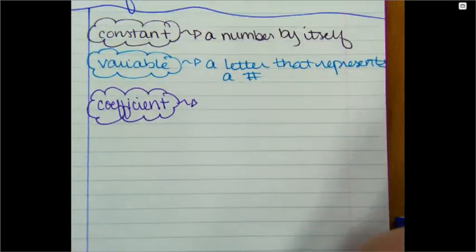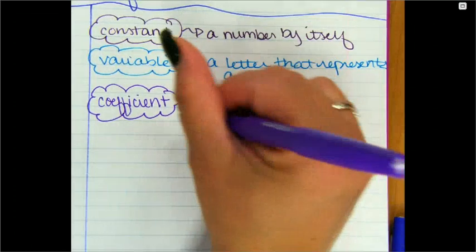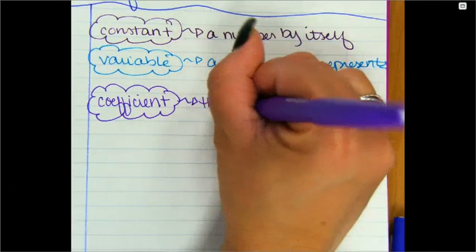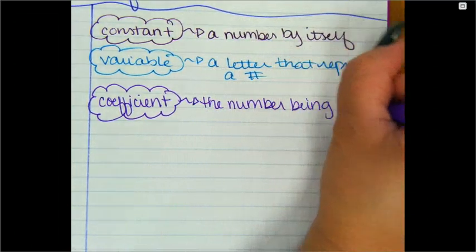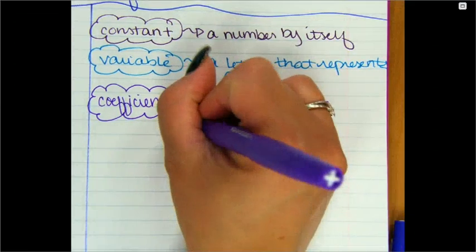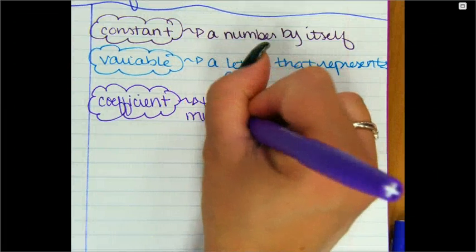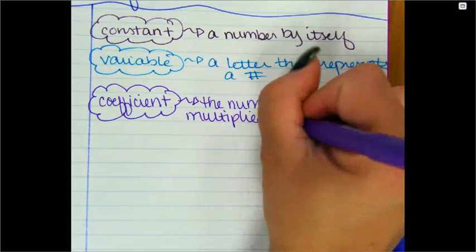Coefficient. The number what? It is next to it, so what's the operation between the number and the variable? Good, the number being multiplied to the variable.